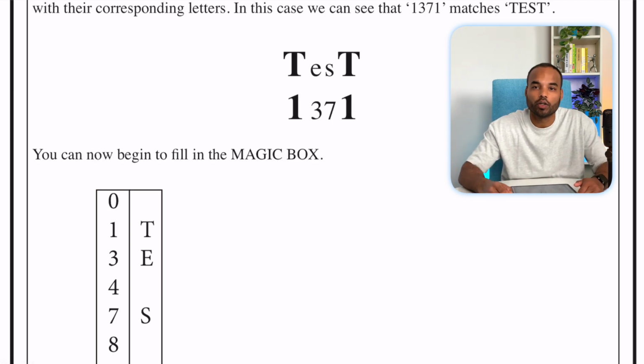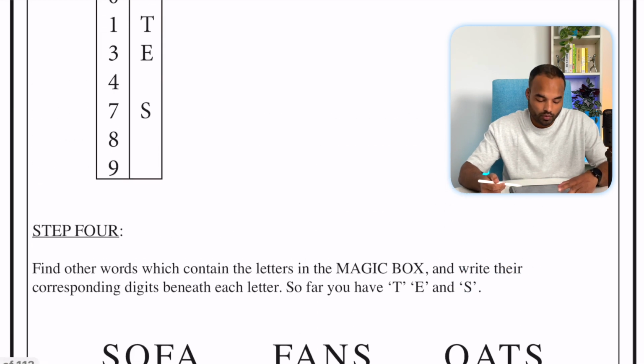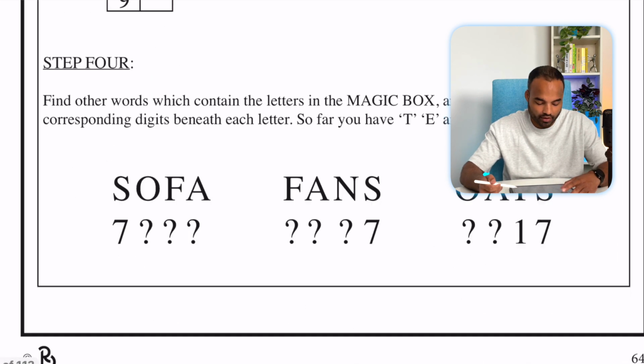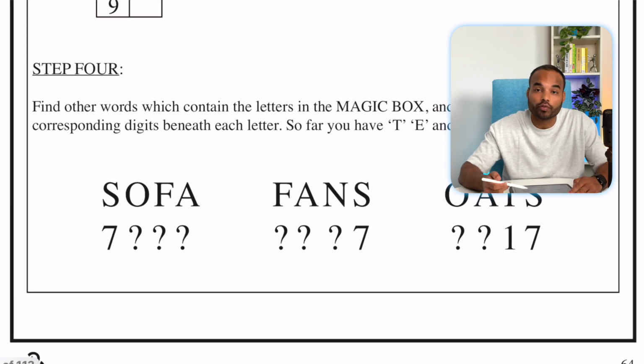Now that we have the code for test, we can use some of the numbers to start figuring out the codes for the other words. We know that 7 is represented by S, 3 is represented by E, and 1 represents T. So if we come back down, I know that the code for sofa must begin with 7. The code for fans must end with a 7, and the code for oats must end with a 17.